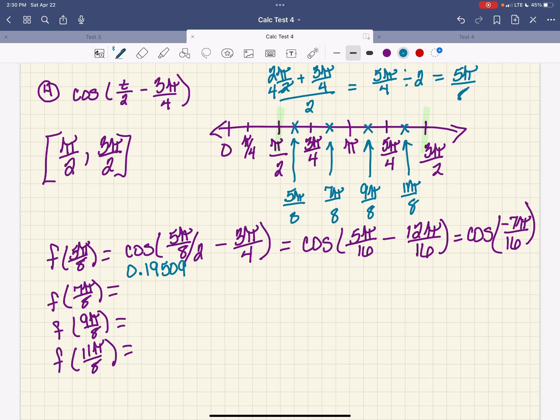And we get 0.19509. And I'm going to go ahead and take that to 5 decimal places. Okay, and that is the cosine. So what I have done is I have taken 5 pi over 8 and I have plugged it in for t. So just remember what's happening right here with that is going to give you 5 pi over 8 times 1/2. That's how I end up with my 5 pi over 16.